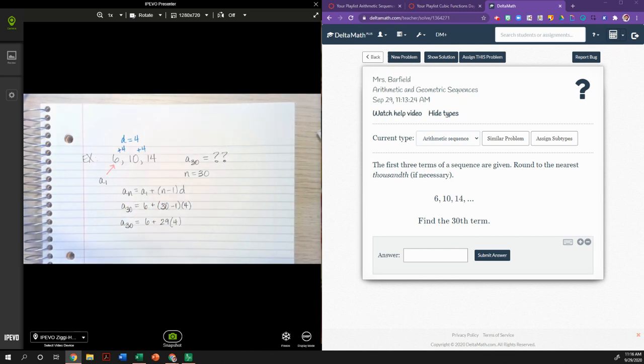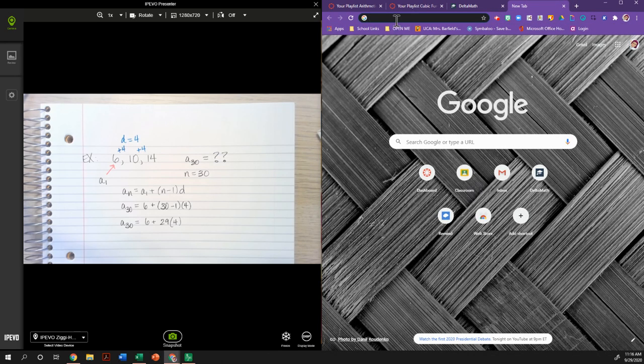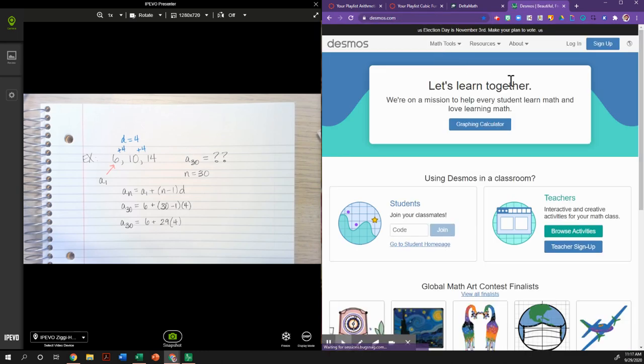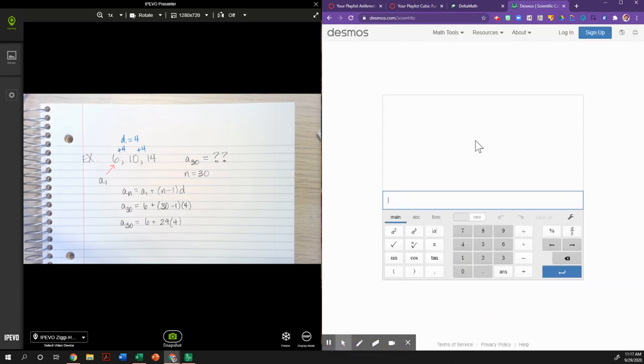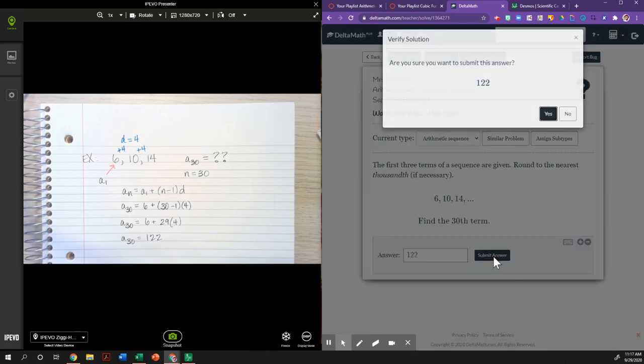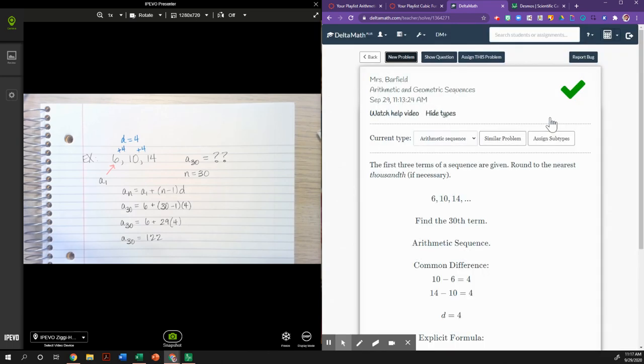I'm currently not being able to find my calculator, so let me bring up Desmos here really quickly. Let's bring up a scientific calculator. So 6 plus 29 times 4, so 122. So A sub 30 equals 122. Okay, so the 30th term, I'm going to type it in, submit my answer, yes, and there we go.